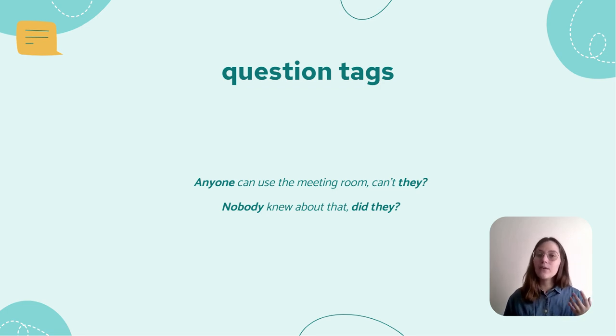And then these same words are the ones that are going to help us determine whether the statement is in its affirmative form or a negative one. Anyone is part of an affirmative one. Anyone can. So then I go with a negative, can't they? But in the case of nobody, even though nobody knew about that may not be negative in form, it's negative in meaning because I have nobody. So the question tag will be in its affirmative form. Nobody knew about that, did they?